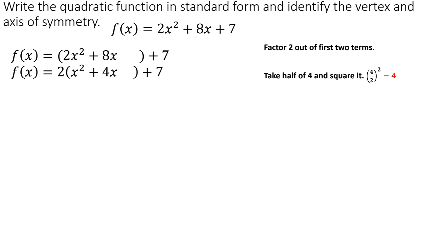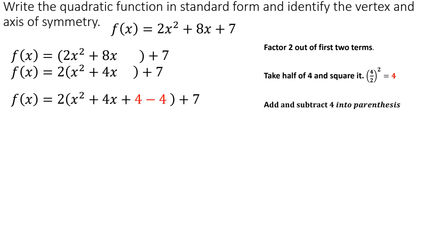Now, I want it to be 4, but I can't just add 4 because I feel like it. But what if I added 4 minus 4? What I'm truly adding is 0. I'm not adding anything. So if I'm adding 0, I'm not changing the problem whatsoever.